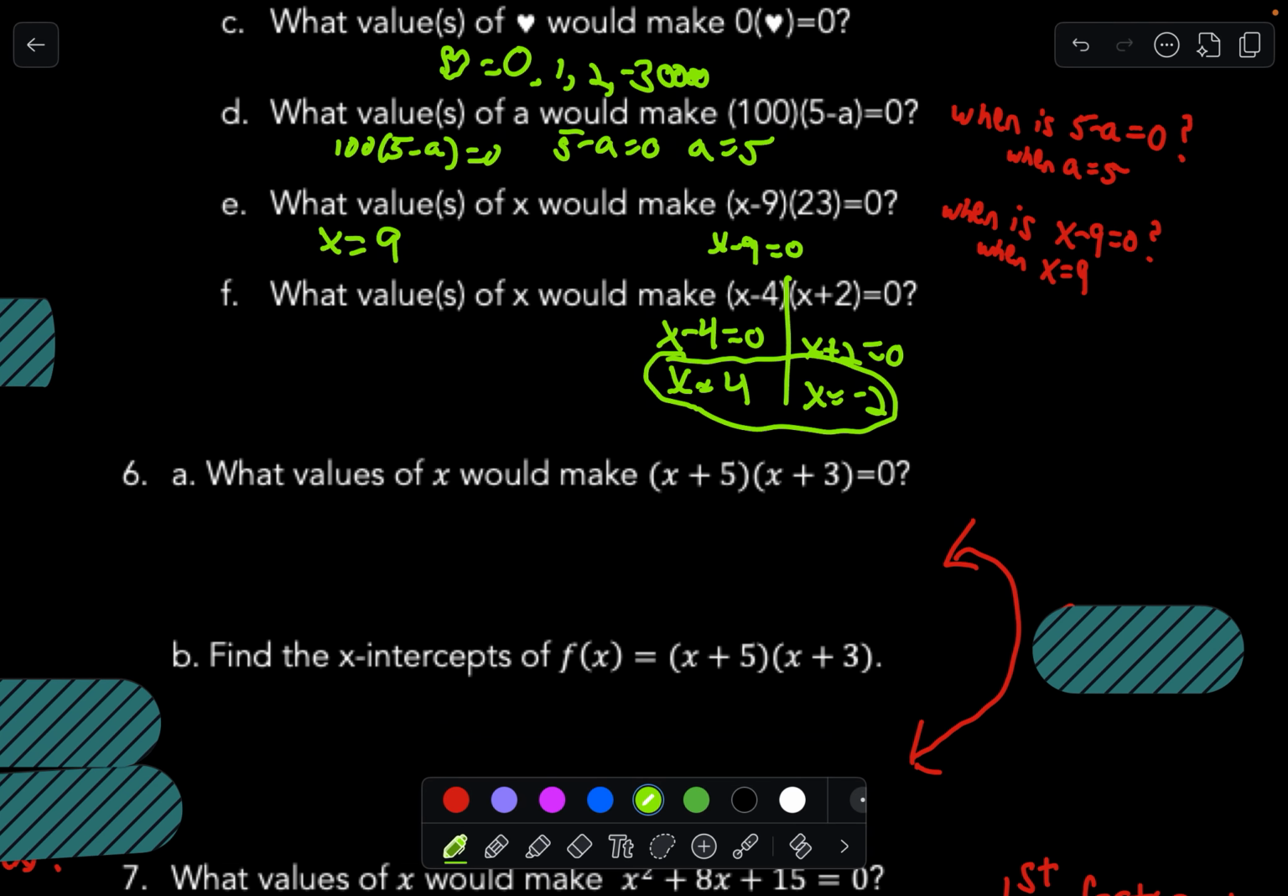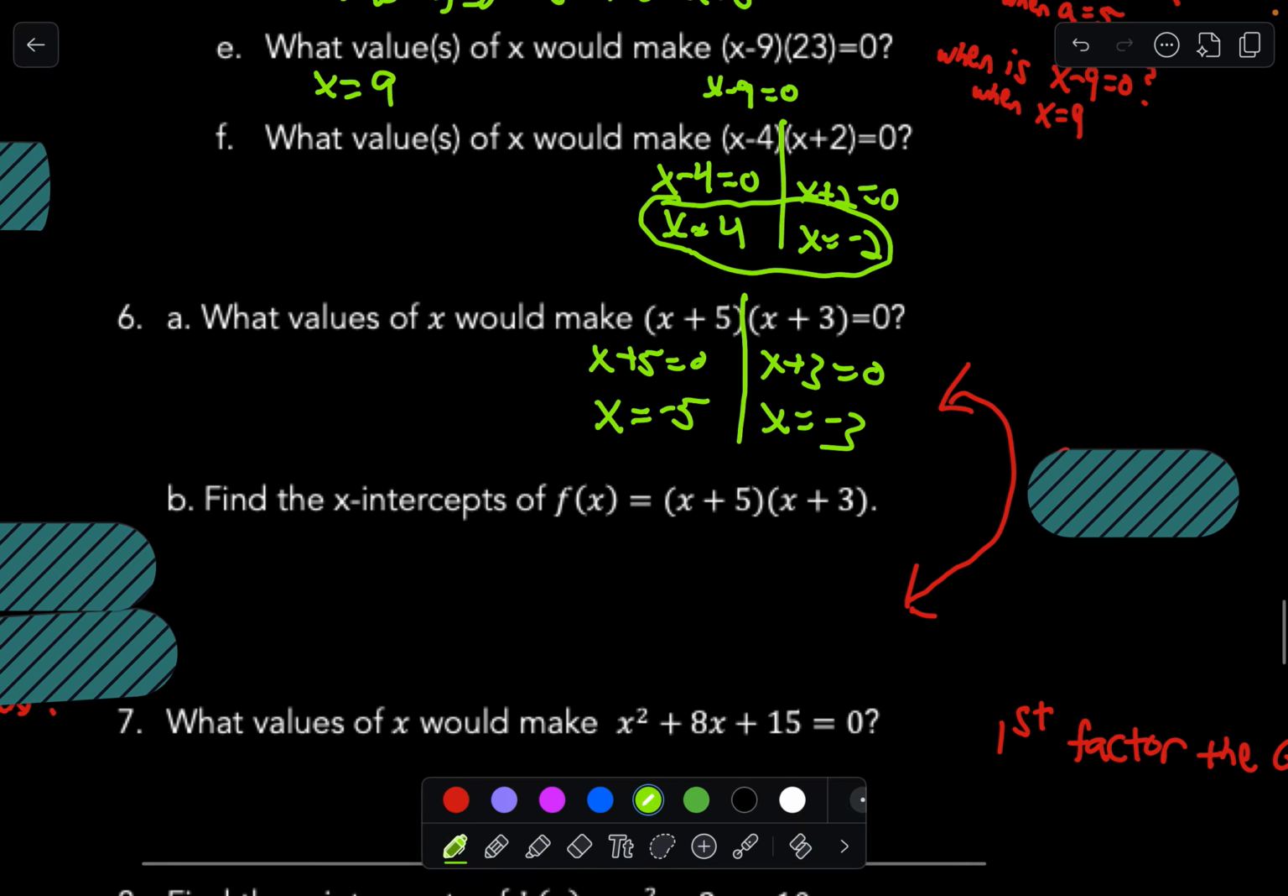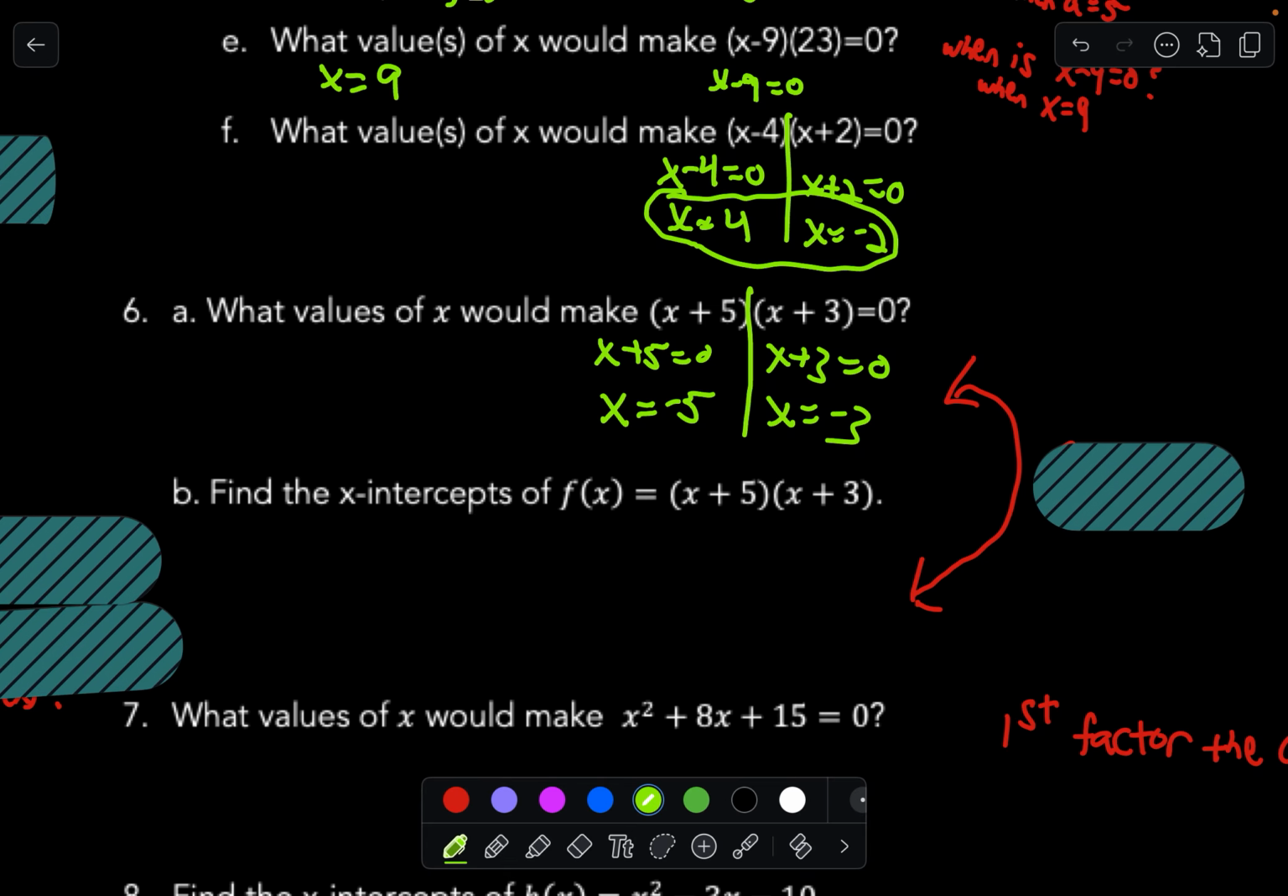So what values of X would make (X plus 5) times (X plus 3) equal to 0? X equals negative 5, and set X plus 3 equal to 0, X equals negative 3. Find the x-intercepts of (X plus 5)(X plus 3) using Desmos.